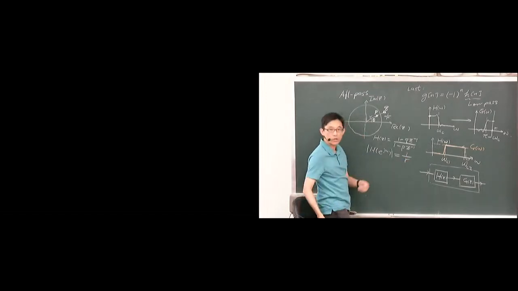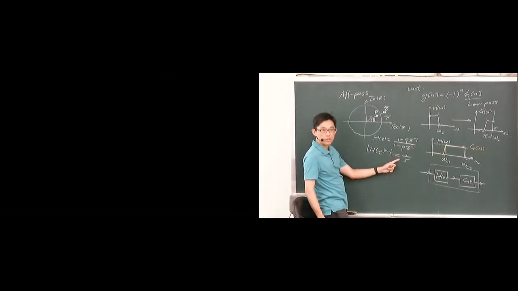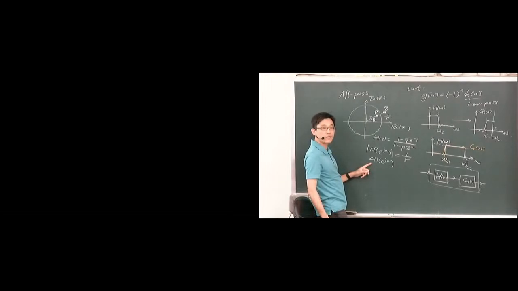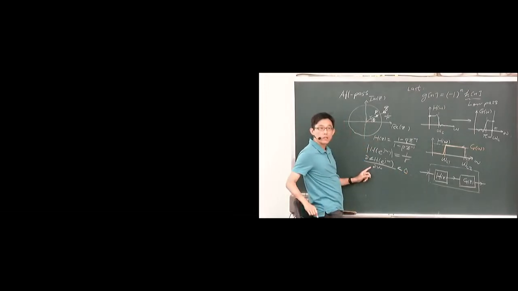If I remember correctly, the constant is 1 over r. I might be wrong, but it's a constant. The key point is that the magnitude response is constant. And we also showed that the phase response will always have a negative slope at every frequency, which equivalently means the group delay is always positive for every frequency.